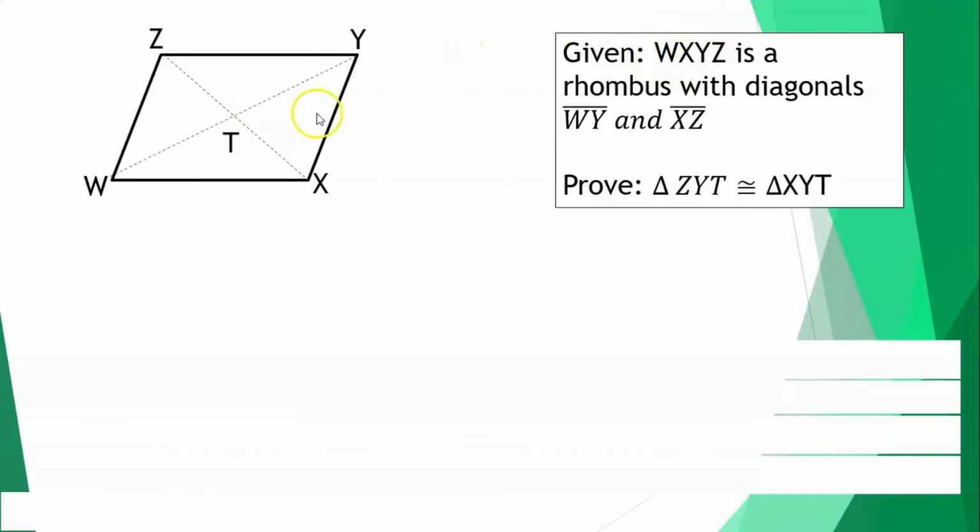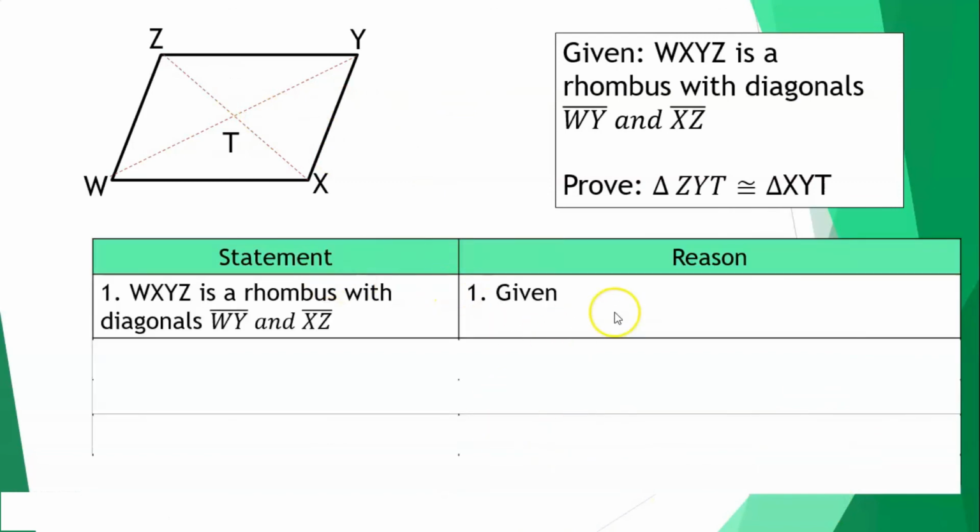Okay, given this, WXYZ is a rhombus with diagonals WY and XZ. Prove that triangle ZYT is congruent to triangle XYT. This triangle and this triangle are congruent. So, again, always begin with a given. So, we have here a given.